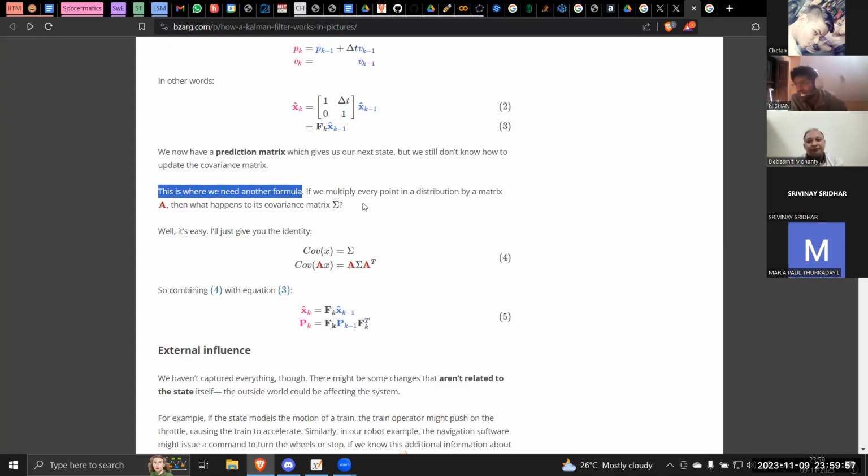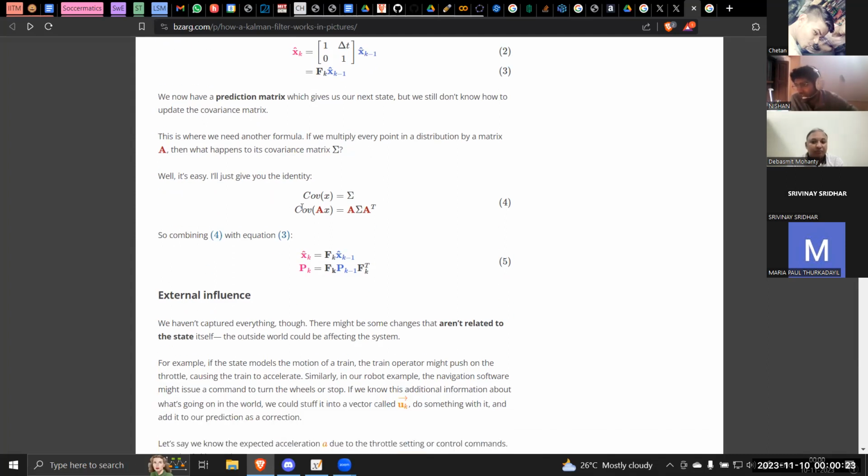So this is where we need another formula. If we multiply every point in a distribution by a matrix A, then what happens to its covariance matrix? That is the symbol of summation, capital sigma. If we multiply every point in the distribution by matrix A, then what happens to its covariance matrix sigma? Well, it's easy, I'll just give you the identity. Covariance of X is equal to sigma, and covariance of AX is equal to A sigma A transpose.